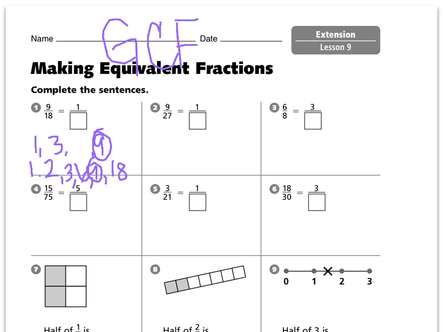So I'm going to divide the top by 9. 9 divided by 9 is 1. And the bottom by 9. 18 divided by 9 is 2. Keep your work for your greatest common factor.